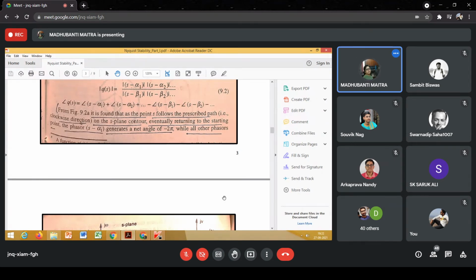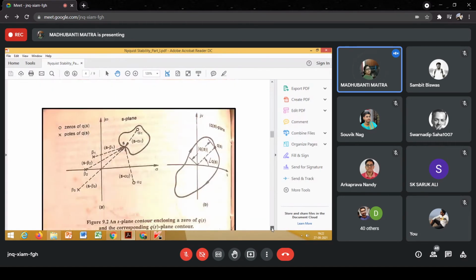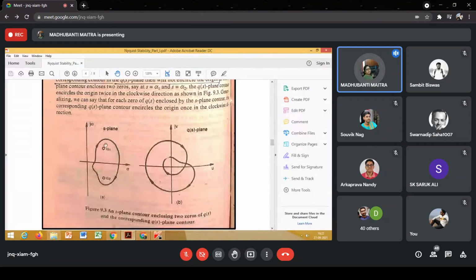Have you understood this? We can construct a vector like this, which is s minus alpha 1, and the tip of the vector will rotate like this on the S-plane contour, thus contributing a net change in angle which is minus 2 pi. Similarly, we can construct the second phasor for the second enclosed zero. The tip of the second phasor will rotate like this, thus contributing another angle equal to minus 2 pi. Is this clear?